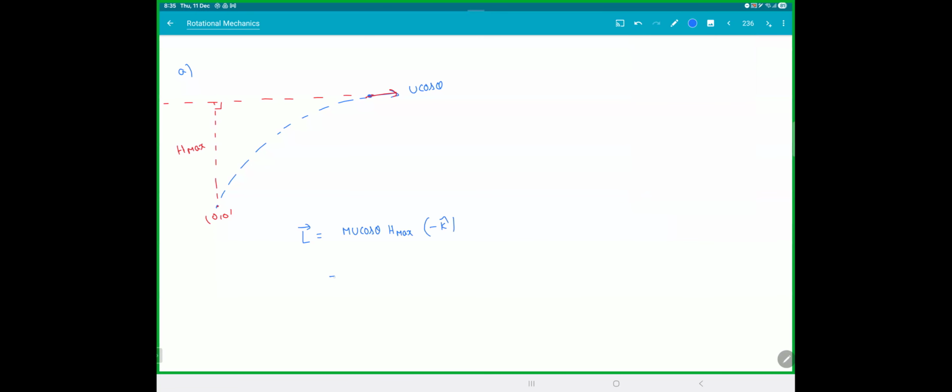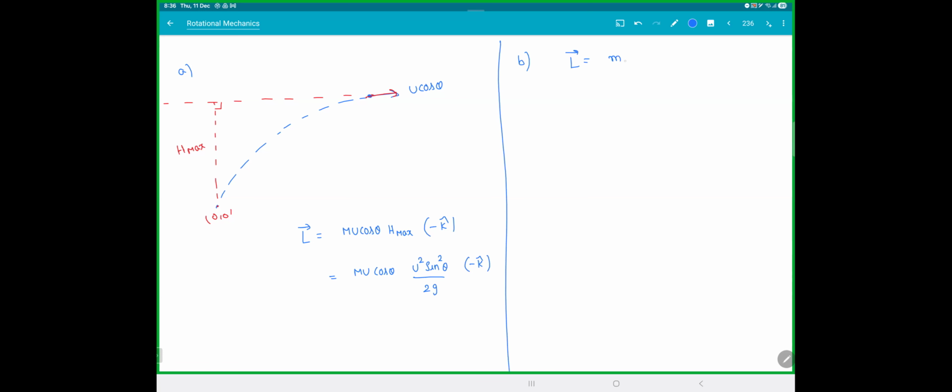You know the value of h max: u square sin square theta by 2g. Check. But what about as a function of time t? That I'm more keen on. There are two ways you can handle this. One, we can use a vector form.